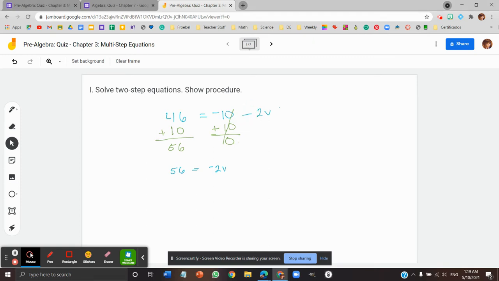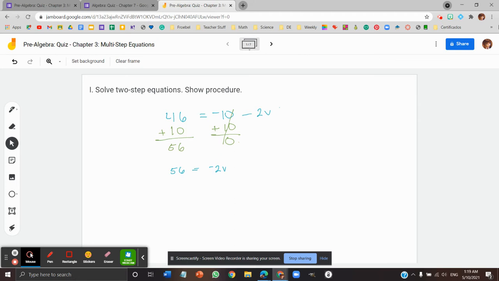Remember, everything that is before it comes with that term. If it is plus 2v, then that means I have a 2v that is positive. If it is minus 2v, then I would have a negative 2v, negative 2v, of course.